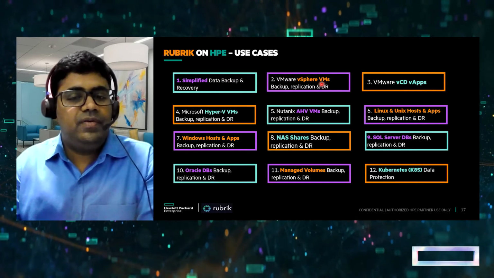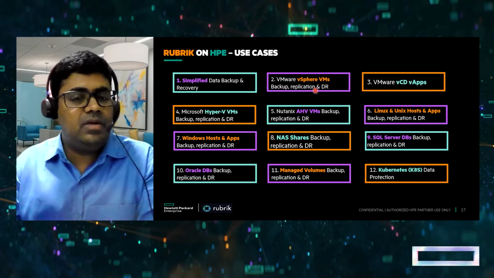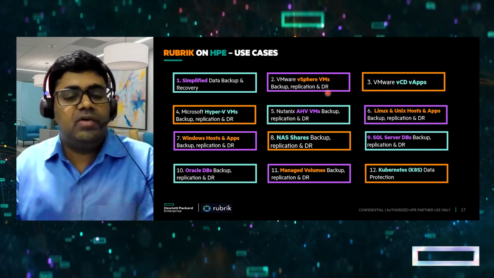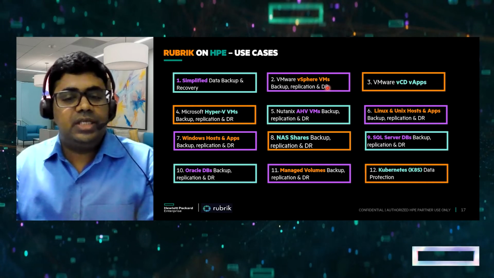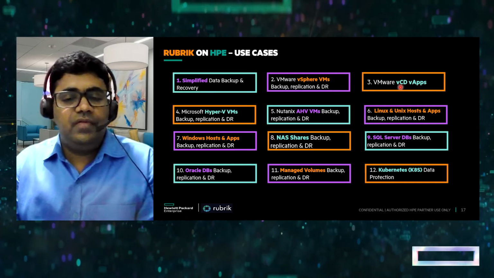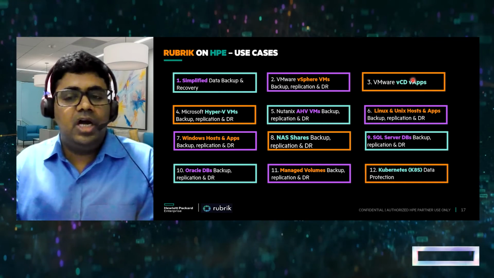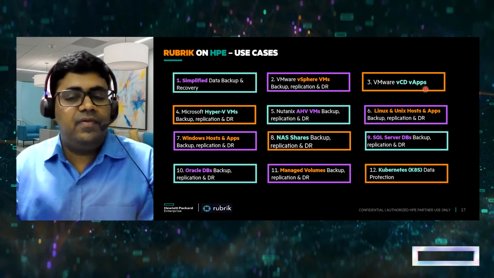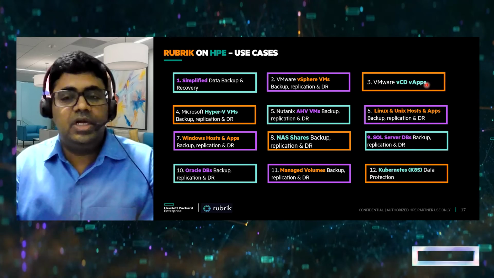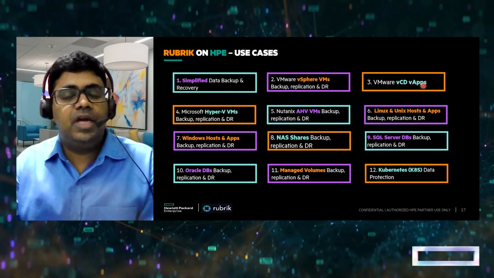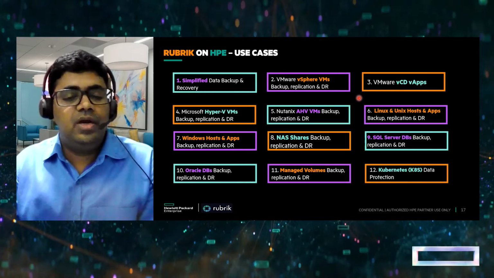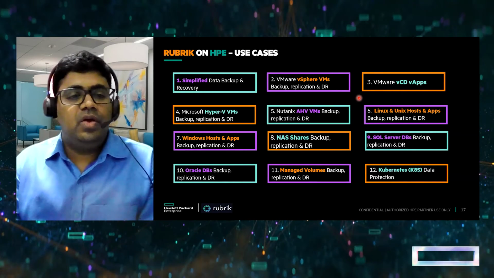And VMware vSphere VMs also we can back up, we can replicate, and we can also use them for disaster recovery. Disaster recovery means, as I showed, a replication site, that is a DR site. And similarly for VMware vCloud Director also we can use it, and not only VMs, we can also configure it for vApps. A vApp is nothing but a grouping of multiple virtual machines, and all application services we can manage through vApps. This vApp backup also we can take using modern data protection, using the Rubrik console.